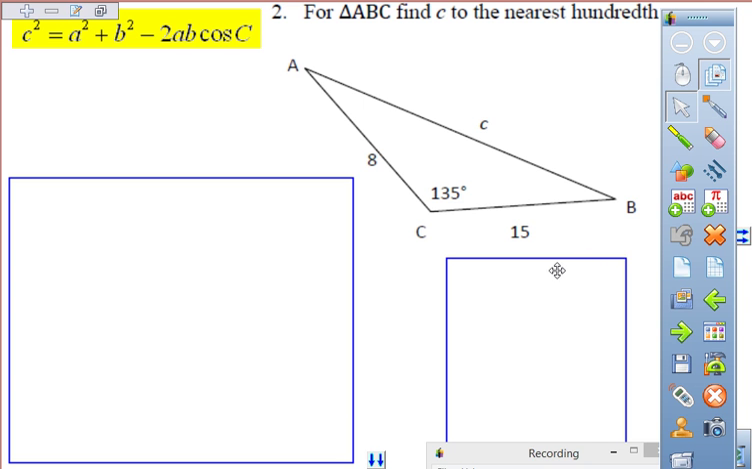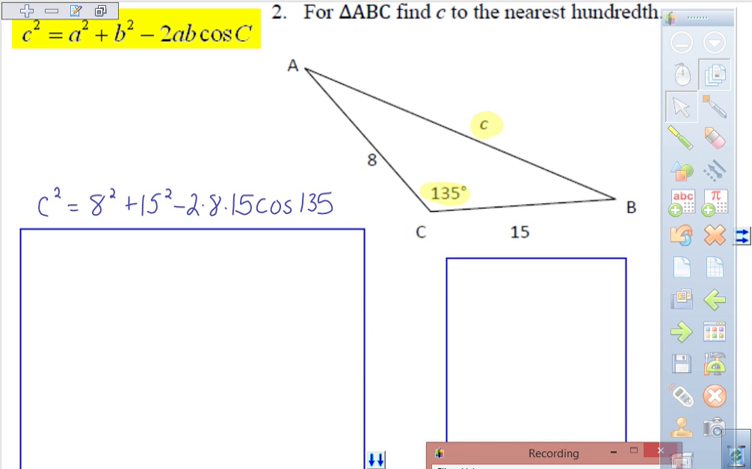Number 2, find c. So 135 is the angle, and the side opposite is c. Why don't you try setting this up on your own? Please pause the video till the students are ready. Here's what your equation should look like. And of course your 8 and your 15 could be switched around.